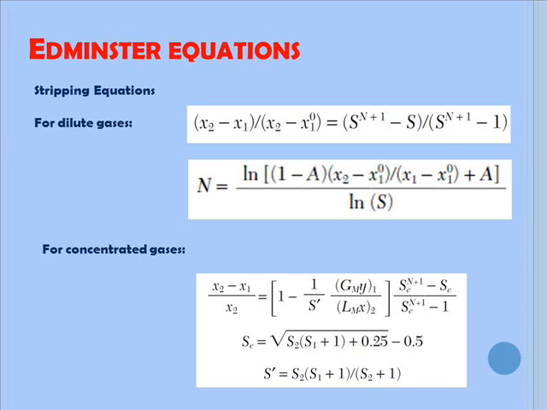These equations derived for computing the theoretical number of trays assume that the liquid on each tray is completely mixed and that the vapor leaving the tray is in equilibrium with the liquid. So in practice, complete equilibrium does not happen. This leads to the determination of overall plate efficiency.